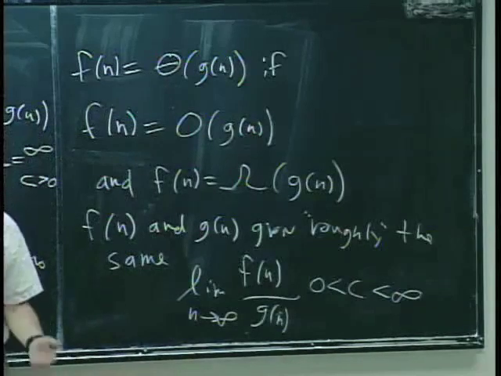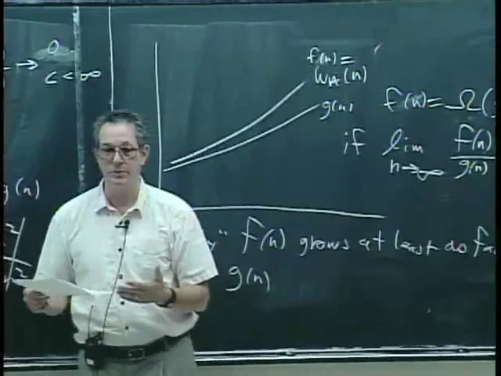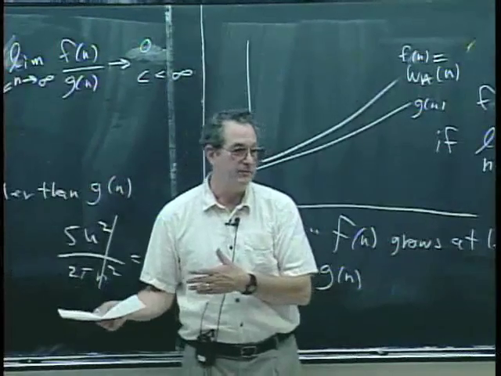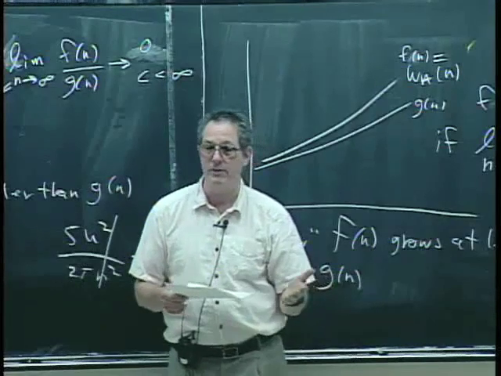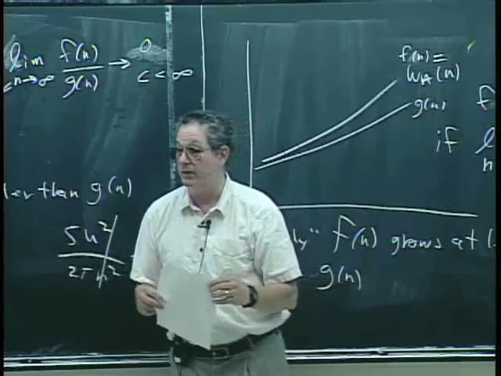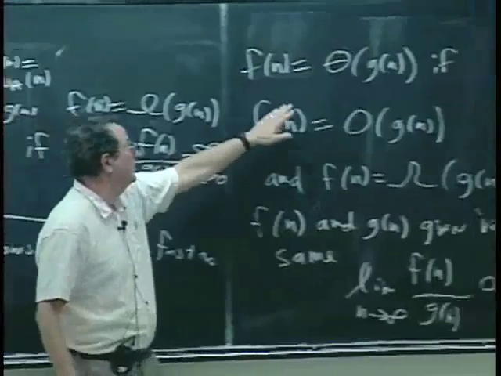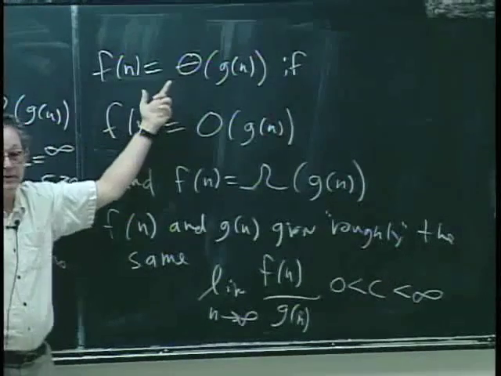All right, now, if I have two functions, and I tell you that one is theta of the other, is that more or less information than if I tell you that one is big O of another? Which one is the more precise statement? If I say f of n is theta of g of n, or if I say f of n is big O of g of n? Theta is more precise. Theta is when you have more information, you've deduced more about the relationship of f and g.